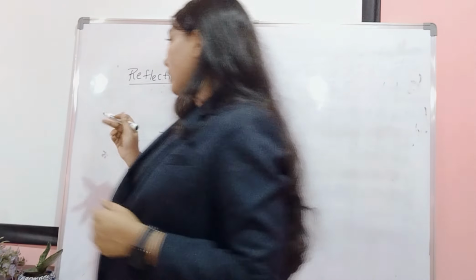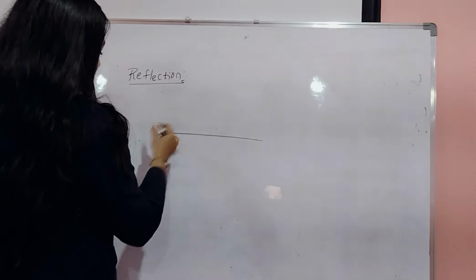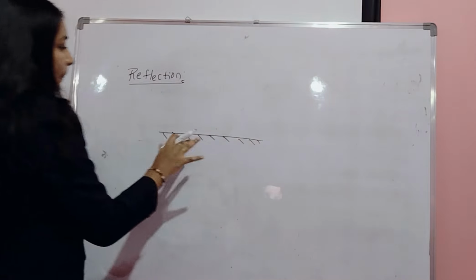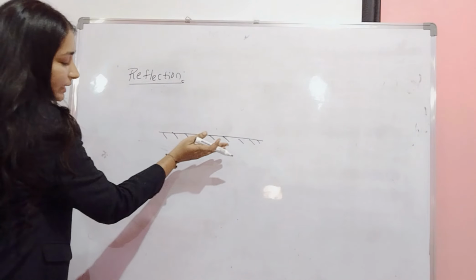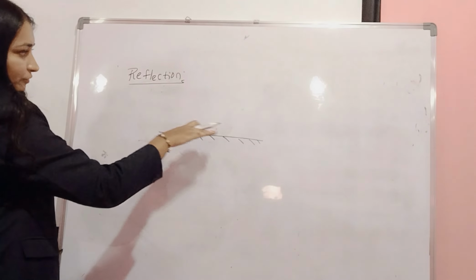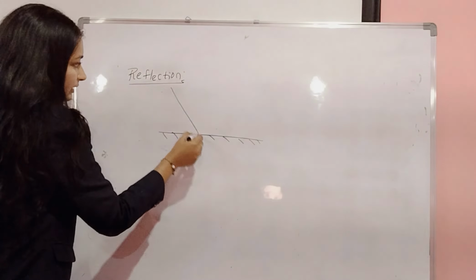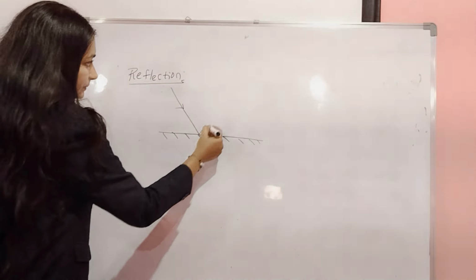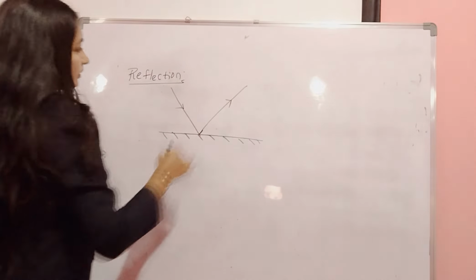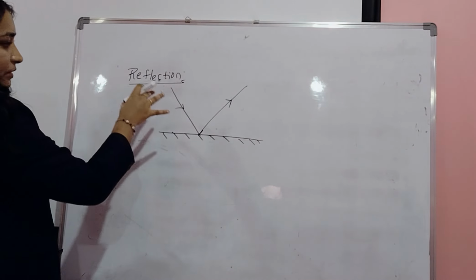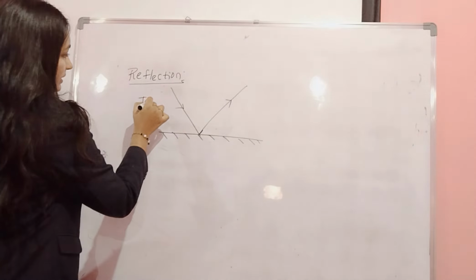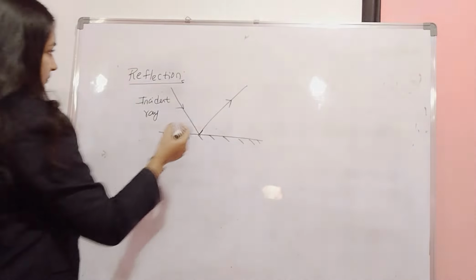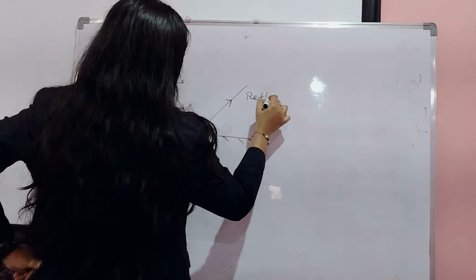So if you take the mirror, it reflects back into the same medium, most of the light gets reflected back. So see, this is a mirror. This side is silvered surface and other side will be a reflecting surface. Now I am taking a single light ray, it is falling on the mirror, and then this mirror reflects it back in other direction. The light ray which is incident on the mirror is called incident ray. The light ray which is coming back from the mirror is called reflected ray.